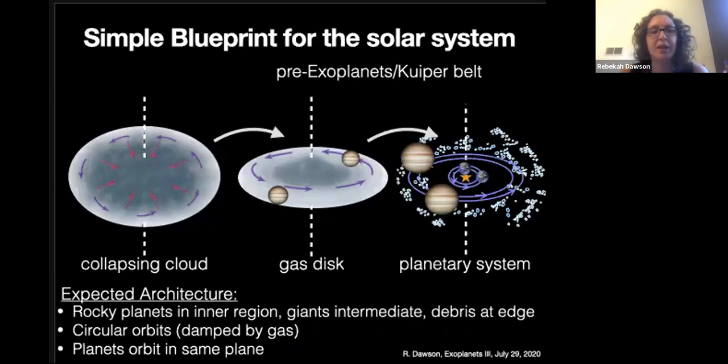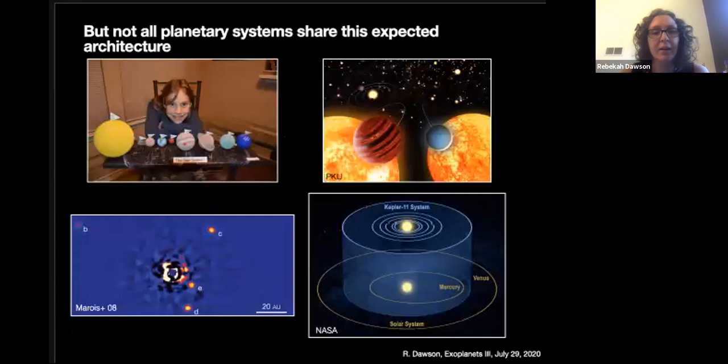And we're left with an expected architecture of rocky planets close to the star, gas giants further out, and debris at the edge, on circular orbits and with planets orbiting in the same plane. However, not all planetary systems share this expected architecture.